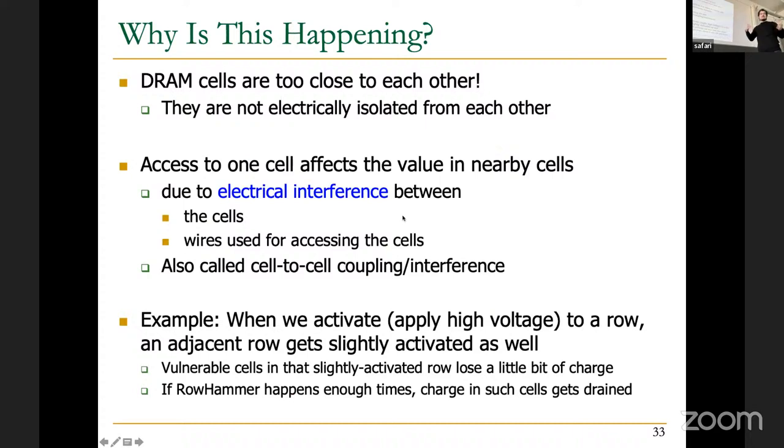Why is this happening? At a high level, DRAM cells are getting closer to each other, so they're not electrically isolated from each other. Accessing one cell can affect the value in nearby cells. This can happen due to electrical interference between cells themselves or the wires used to access the cells. This is also called cell-to-cell coupling. One example is when you activate a word line, or apply high voltage to a row, you're actually slightly activating an adjacent row. Vulnerable cells in that slightly activated row can lose their charge a bit. If you do this operation repeatedly and frequently enough before the victim rows are refreshed, you induce bit flips. But again, there are many components to this failure mechanism that are too low level, and I won't go into detail.